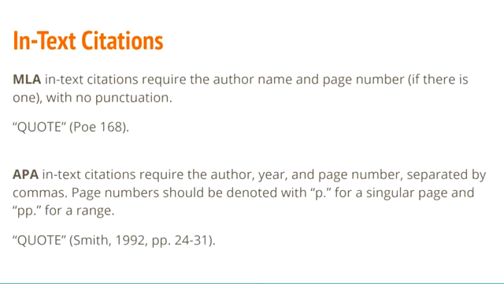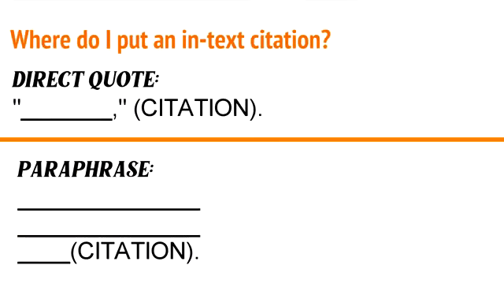In-text citations. MLA in-text citations require the author's last name and page number, while APA requires the author's last name, year of publication, and page number. For more help on in-text citations for MLA and APA, go to the Style Guides tab of the Writing Center LibGuide. For a direct quote, the citations go after the outside quotation mark, but before the period.